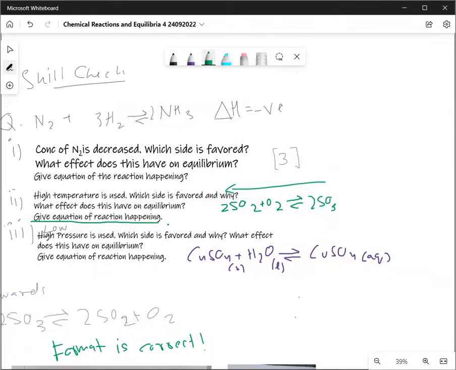The answer for the second part is, since it's going backwards, SO3 plus SO3 gives us 2SO2 plus O2. Done? That's it. Let me check. Just do the last part. That is the last question. Okay. Finish it.